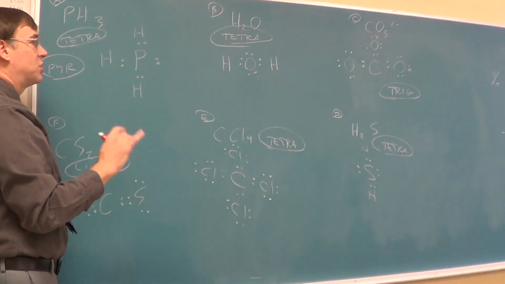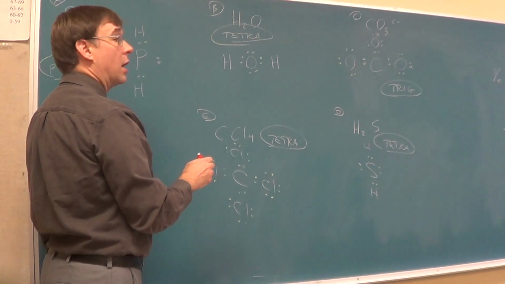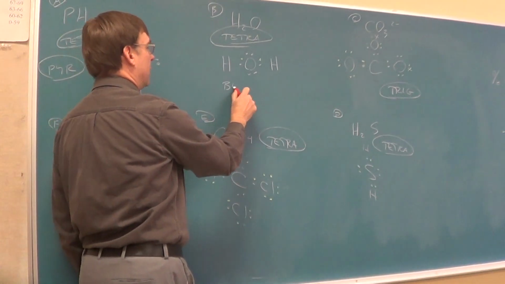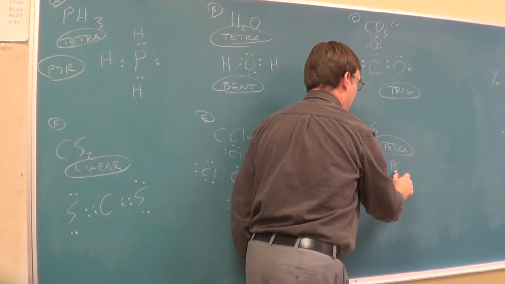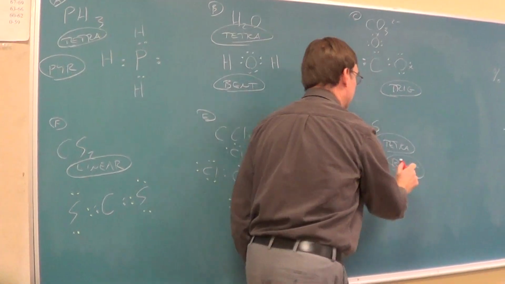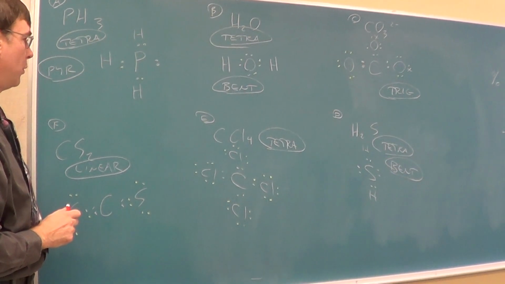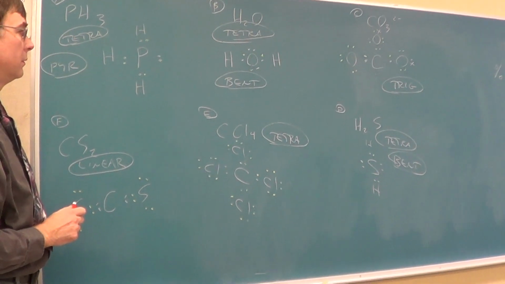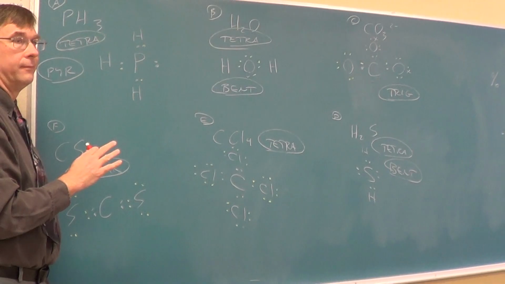What was the other tetrahedral subcase? Bent. Bent has 2 atoms and then 2 pairs loose. So B and D. B, this is tetrahedral, it's also bent. D, this is tetrahedral, also bent. And then we're good on that game. Any questions on that game?